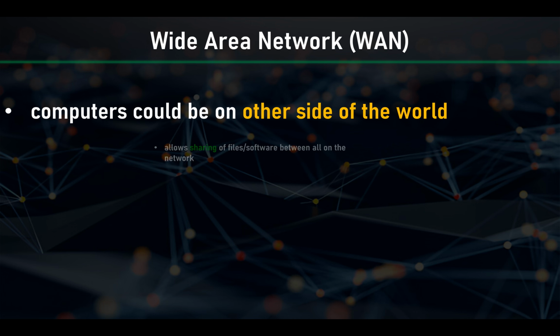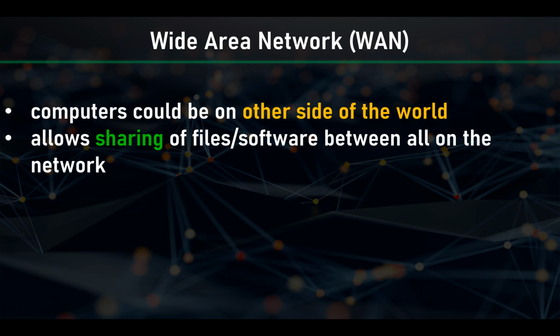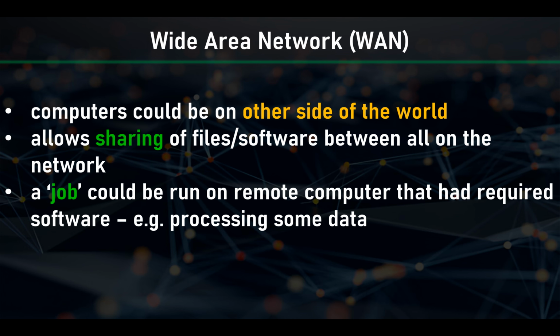Then if we look at WAN, wide area network, computers can be on the other side of the world, kind of global coverage. It's going to allow sharing of files and software between all of those on the network. You can also have a job, or a process, that can be run on a remote computer that has the required software, e.g. processing some data. So let's imagine you've got some specialist supercomputer or some weather processing computer.